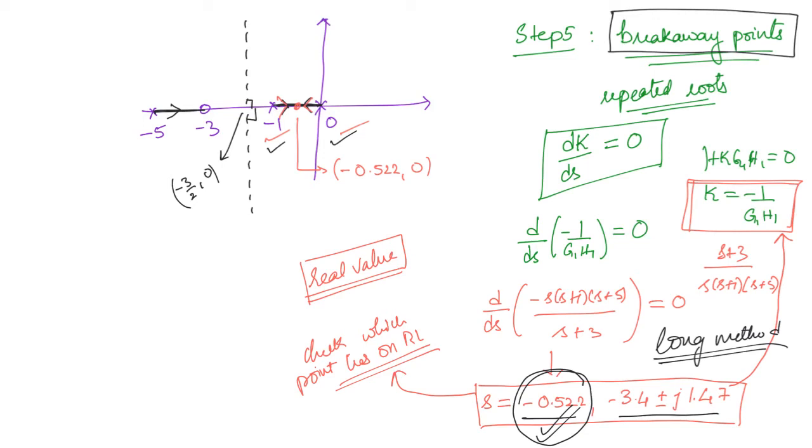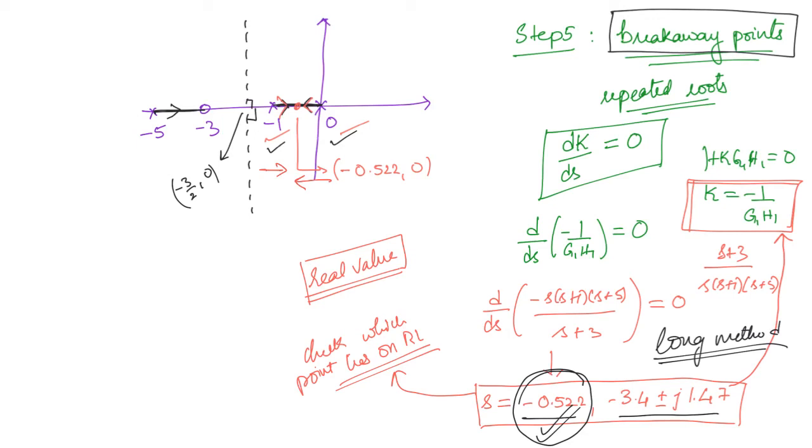Okay, so how many branches will they divide into? In this case, it will be two branches, because we have one branch coming from minus 1 and one branch coming from 0. So it should be an equal number of branches going away from the breakaway point. So we have two branches that are going away from the breakaway point. Now this is the breakaway point that we have discussed.